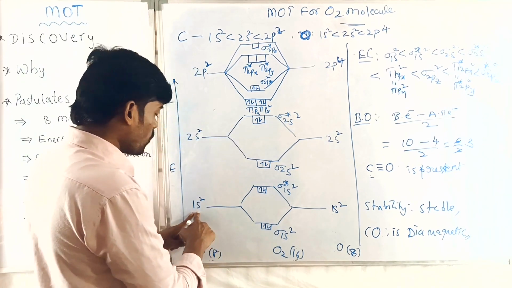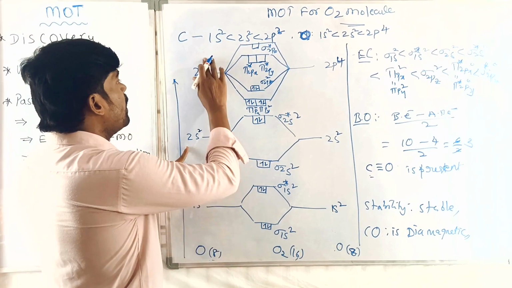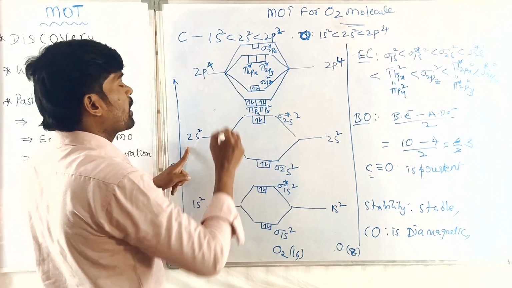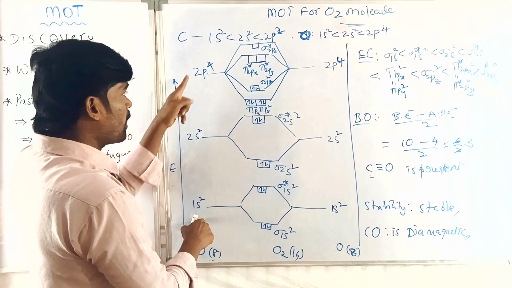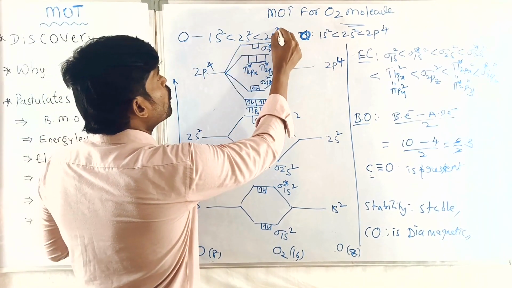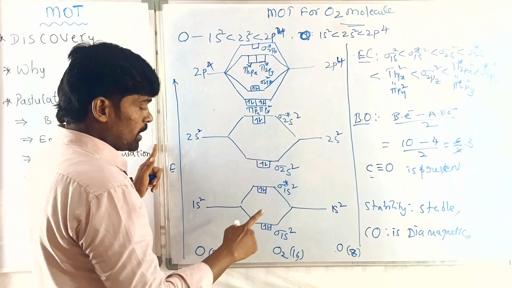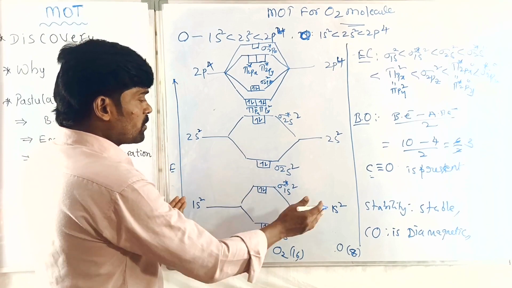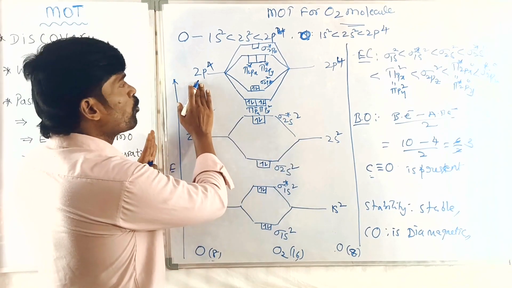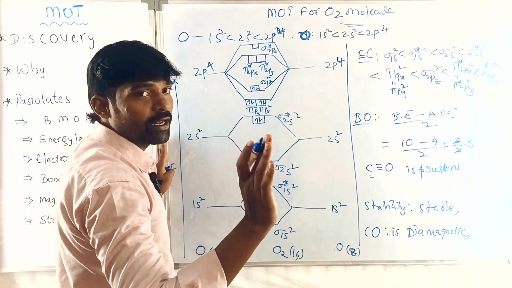Now 1s2 is lower energy, 2s2 higher energy, 2p4 is higher energy than these two. Electronic configuration of oxygen: 1s2, 2s2, 2p4. Another oxygen: 1s2, 2s2, 2p4. Right? So 1s, 2s same. Coming to 2p, 2p4, 2p4, 4 electrons each, total number of 8 electrons.